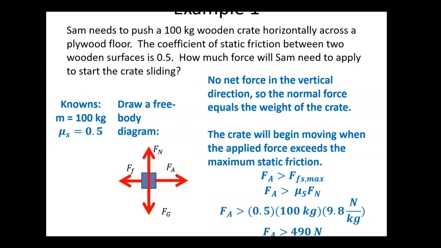So there is no net force in the vertical direction. And so in this case, our normal force is equal to the gravitational force, which is the weight of the crate, the 100 kilograms times 9.8. And the crate will begin moving when the applied force exceeds that maximum static friction force. So we can find the maximum static friction force as the coefficient of static friction times the normal force, which would be 490 newtons. So any force that Sam applies that's bigger than 490 newtons will cause the crate to begin sliding.